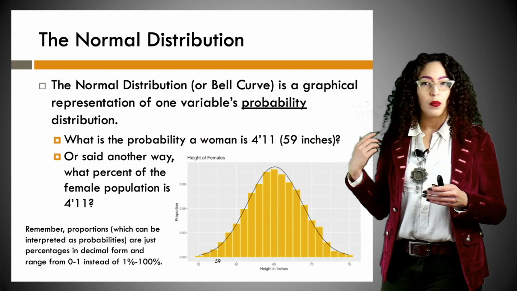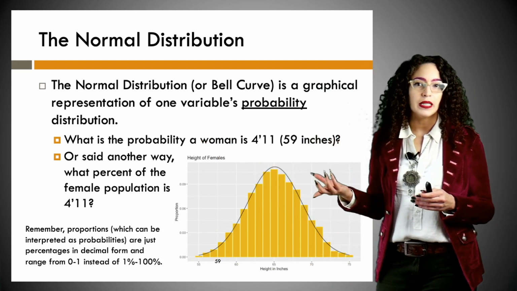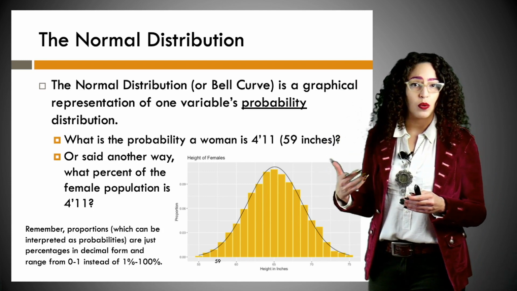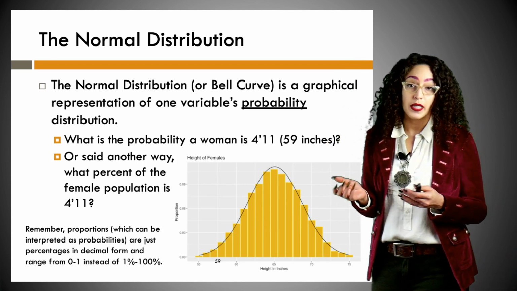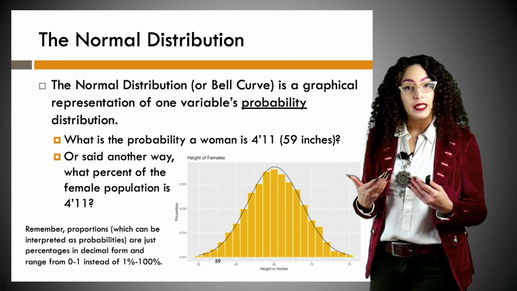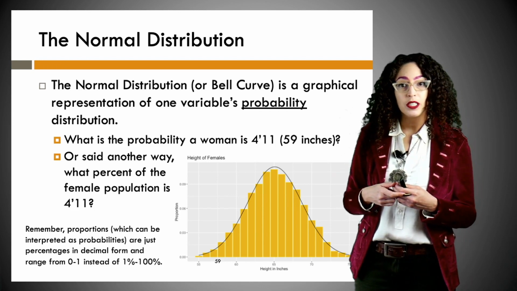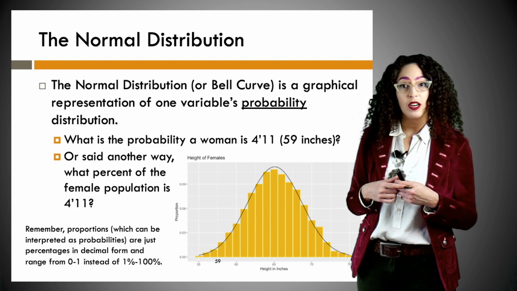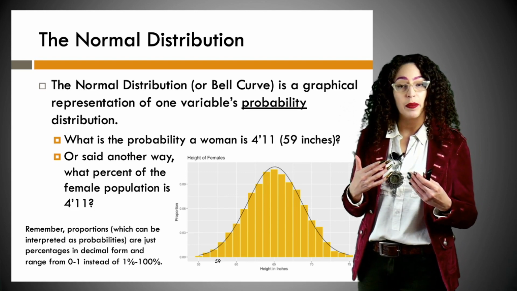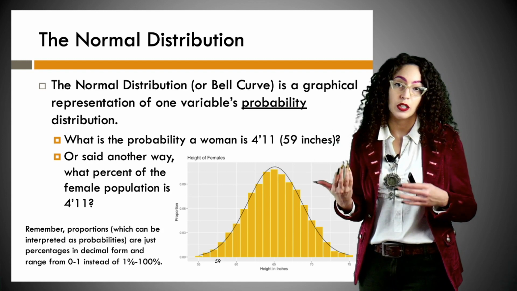So what if I asked, what is the probability that a woman is 4'11" or 59 inches? Or said another way, what percent of that population is 4'11"? So remember that proportions, which can be interpreted as probabilities, are just percentages in decimal form and range from 0 to 1 instead of 1 to 100%.